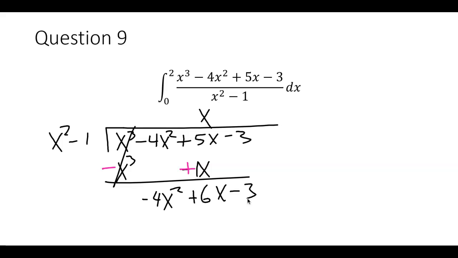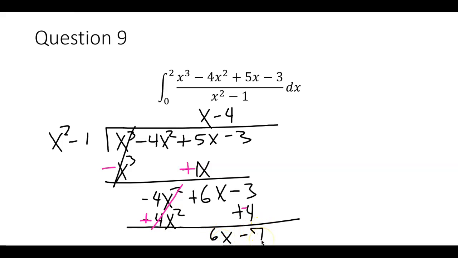So now we ask ourselves, what would I multiply x squared by to get negative 4x squared? And the answer is -4. So if I take that 4 and multiply it times both of those and put my answers underneath, I will have the following. Changing my signs, I would get positive here and a -4 here. And these cancel. And I'm left with a 6x here and a -7 here.